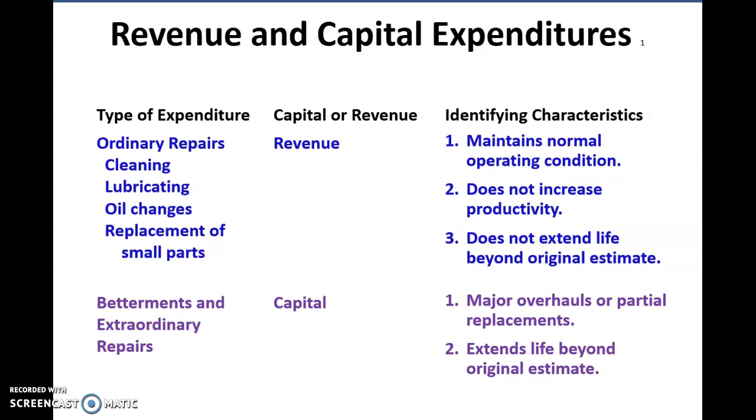You do not expense the toolboxes and the rack. Instead, you capitalize them, add them to the cost of the truck, and depreciate the $50,000 cost that they paid for the truck along with the $10,000 they paid for the betterments, and depreciate the $60,000 over the life of the truck.